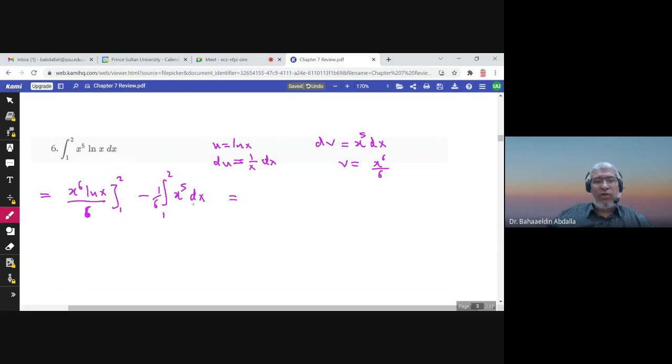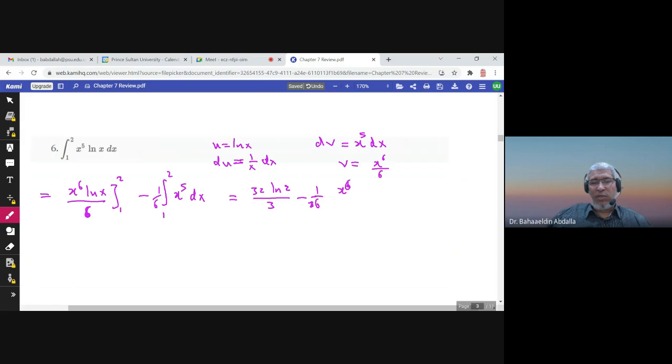So this would be 2 to the power 6 ln 2 over 6. When you divide by 6, you get 32 over 3. So it is 32 ln 2 over 3. And ln 1 is 0, so minus 0. Minus 1 over 6 times the integral of x to the power 5, which is x to the power 6 over another 6.